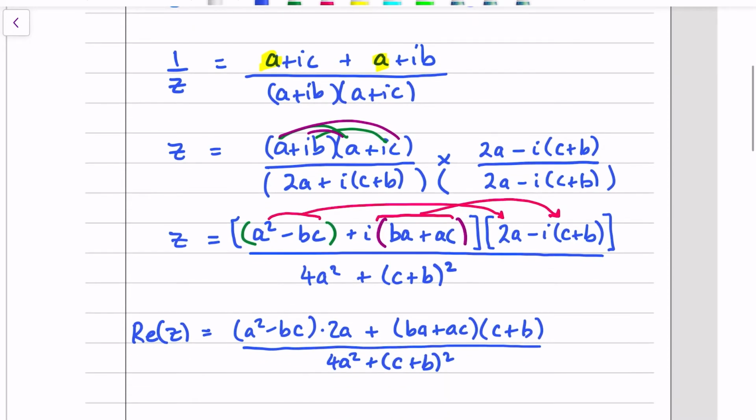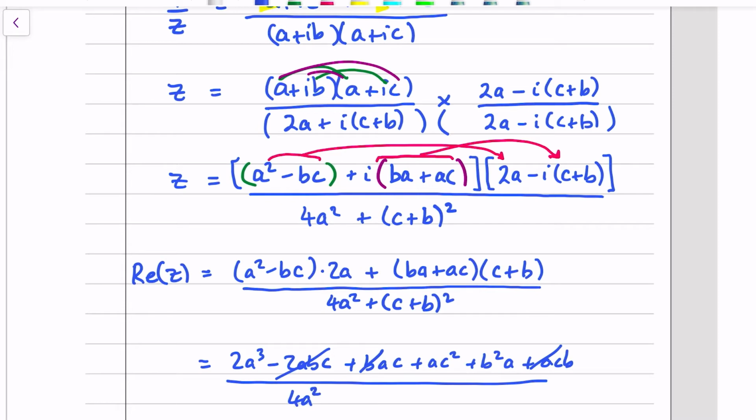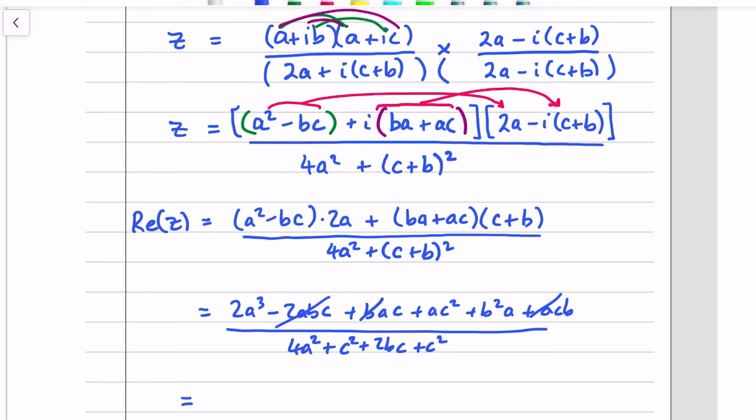Okay, so that there is the real part of z in terms of a, b and c, and we can tidy it up a little bit. If I expand out some stuff, I've got 2a cubed minus 2abc plus bac plus ac squared plus b squared a plus acb. Those cancel. All over 4a squared plus c squared plus 2bc plus b squared. Expanding that didn't really achieve anything because they don't simplify. So we've got 2a cubed plus ac squared plus b squared a all over 4a squared plus c squared plus 2bc plus b squared. And that's the answer.